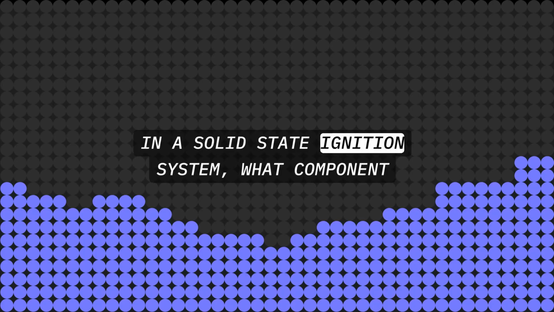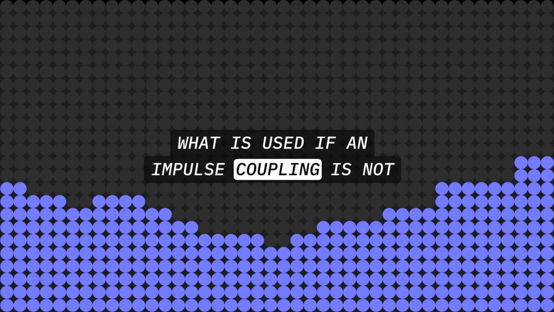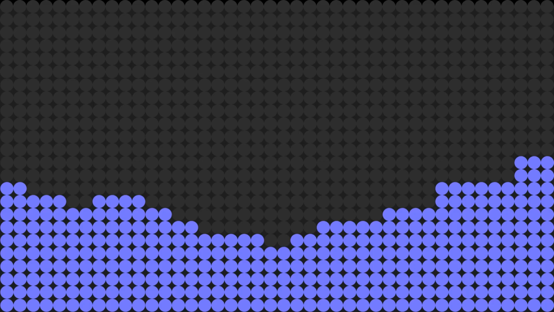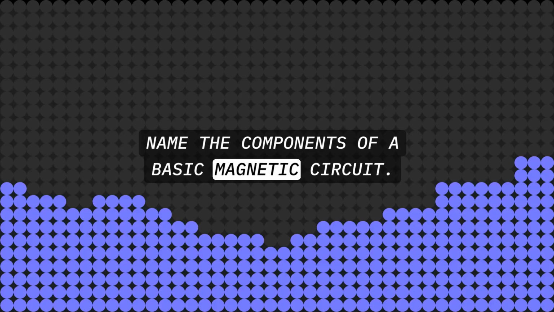In a solid-state ignition system, what component controls the spark? A microprocessor. What is used if an impulse coupling is not present? A shower of sparks. Name the components of a basic magnetic circuit.